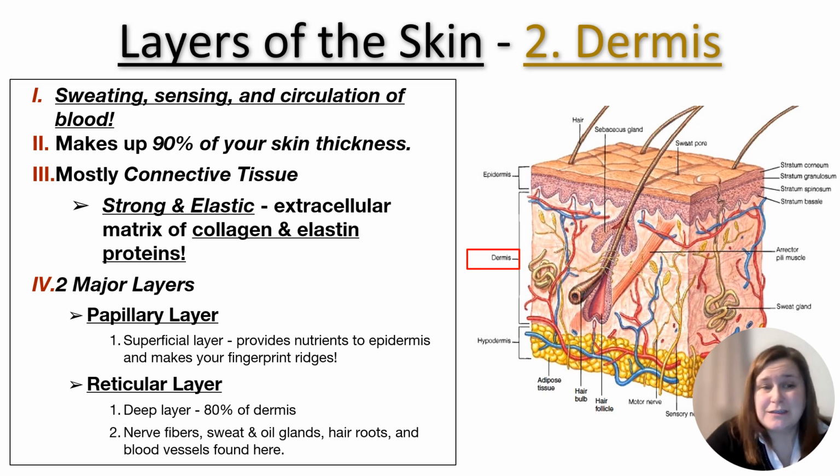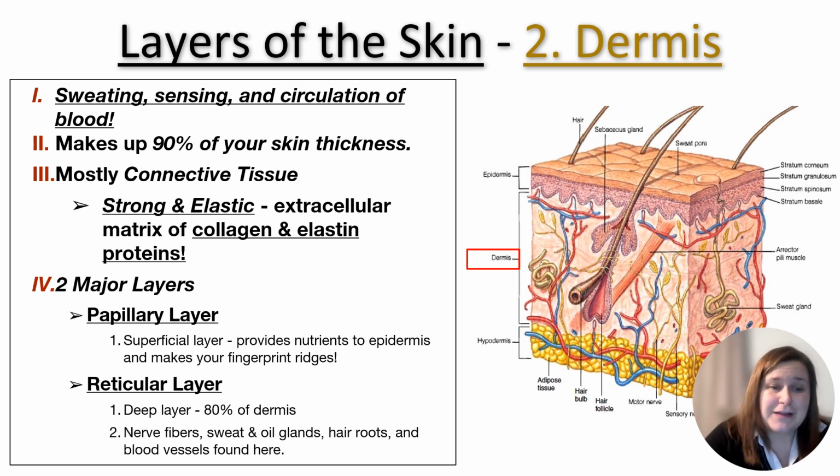It's going to have two different really distinct and important layers. It's going to have the papillary layer, which is going to be the superficial layer. This is going to provide nutrients to the epidermis, and this is what is going to make your fingerprint ridges. So you can see this little thin pink layer that's very, very wavy right at the top. That's the papillary layer, and we also have a reticular layer.